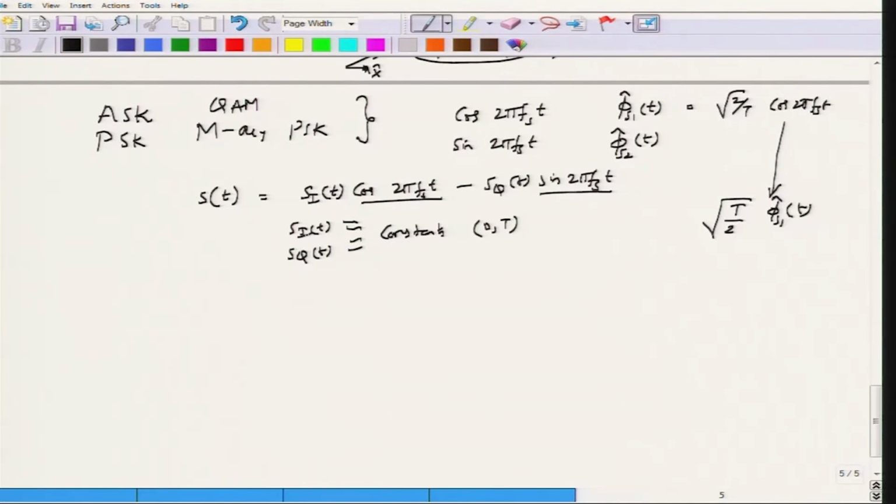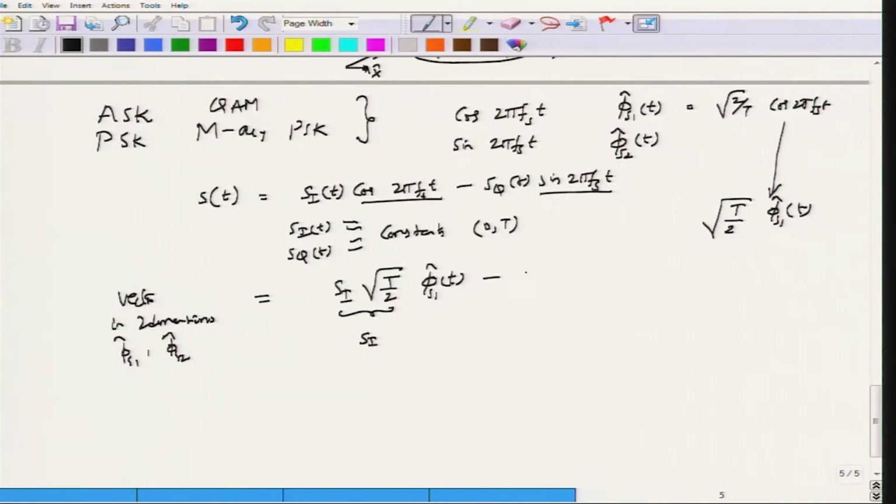So, I can in fact write cos 2 pi fst as square root of T by 2 times phi s1 of t. So, when I have si of t and sq of t, the in-phase and quadrature components, as constants over the duration 0 to T, then this particular signal s of t is actually a vector in 2 dimensions. In this case, the dimensions are coming from phi s1 and phi s2, which are related to cosine 2 pi fst and sin 2 pi fst, right. So, this would be the si component multiplied by square root of T by 2 phi s1 of t. If you call this entire thing Si, and you have similarly Sq times square root of T by 2 phi s2 of t, then this would be Sq.